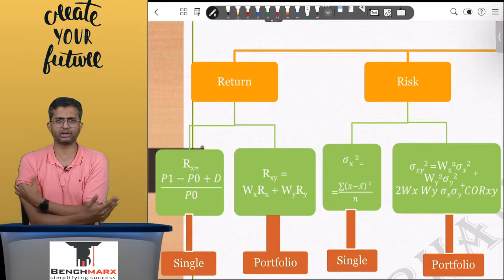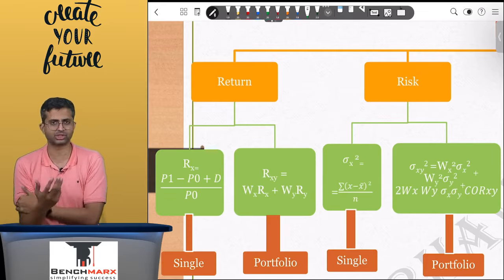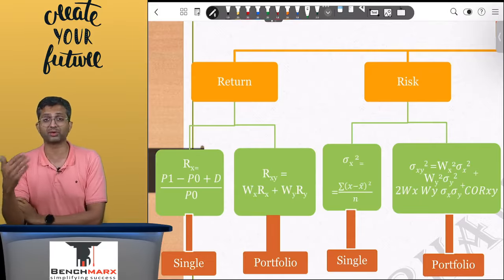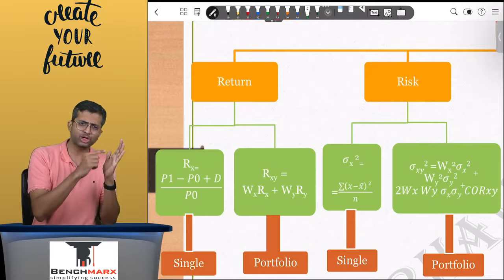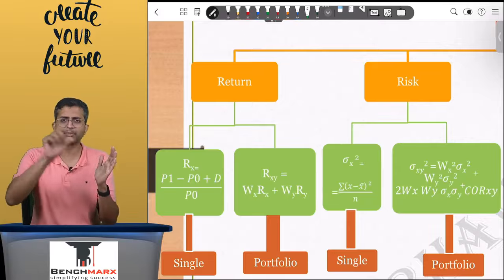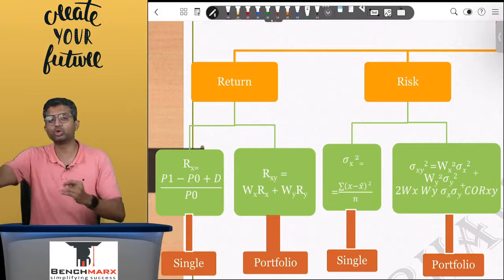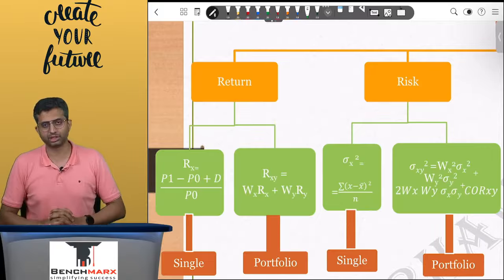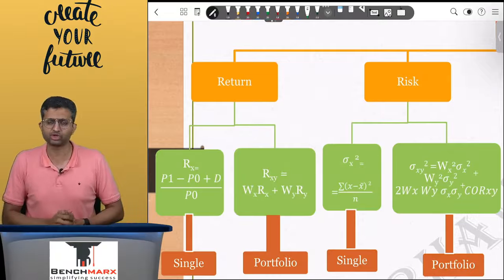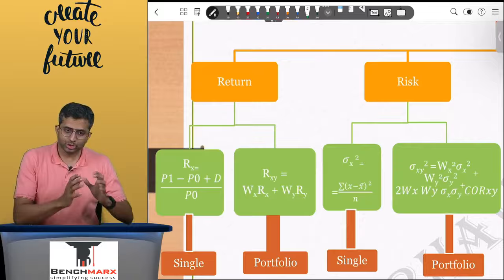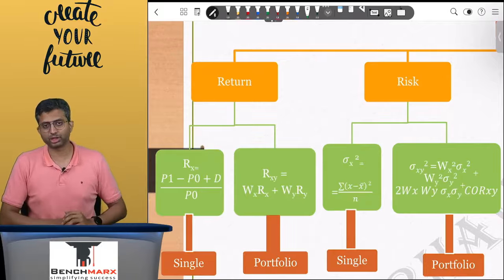So if it is a return for 6 months, and the price after 6 months is given, you want to find a return which is percentage per annum, you can do price after 6 months minus the price today plus the dividend during 6 months upon P0 into 100, and then do into 12 by 6. So this is called the annualized return, which is used extensively in the mutual fund chapter as well. So this will give you the return for a single security.